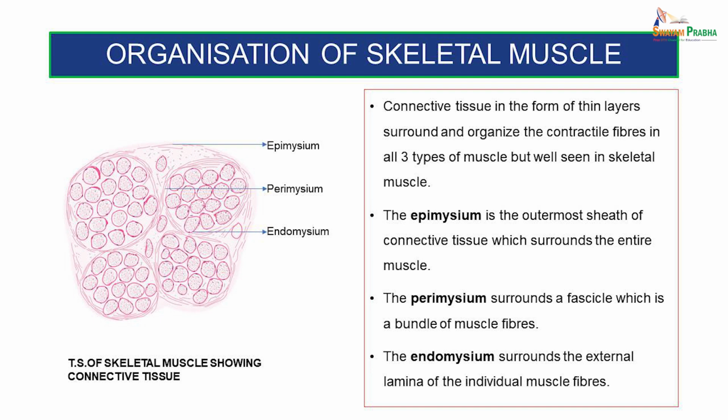The organization of the skeletal muscle. Connective tissue in the form of thin layers surround and organize the contractile fibers in all 3 types of muscle, but well seen in skeletal muscle. The epimysium is the outermost sheath of the connective tissue which surrounds the entire muscle. The perimysium surrounds a fascicle which is a bundle of muscle fibers, and the endomysium surrounds the external lamina of the individual muscle fibers. So, this outermost one is the epimysium, this is the perimysium, and then the endomysium.